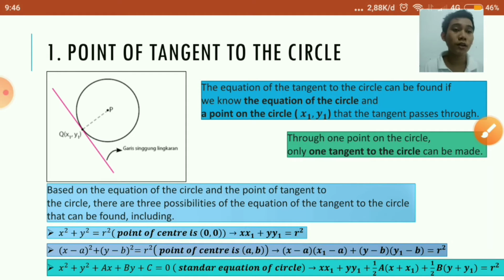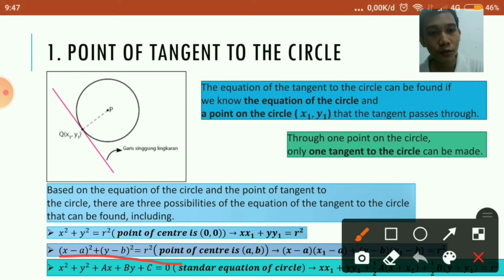Next, if we have the equation of the circle (x minus a) squared plus (y minus b) squared equals r squared, this means the center point is (a, b), so we can know the equation of the tangent to this circle is (x minus a) times (x1 minus a) plus (y minus b) times (y1 minus b) equals r squared. Here you are.